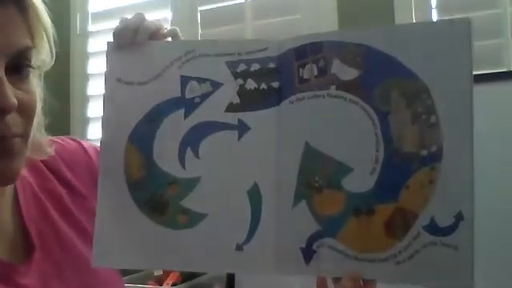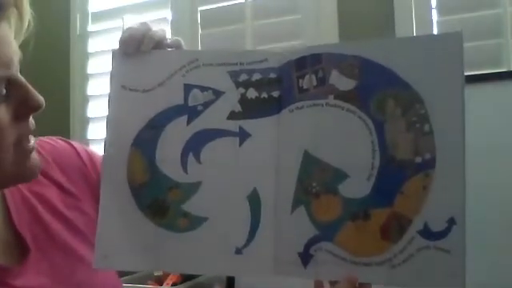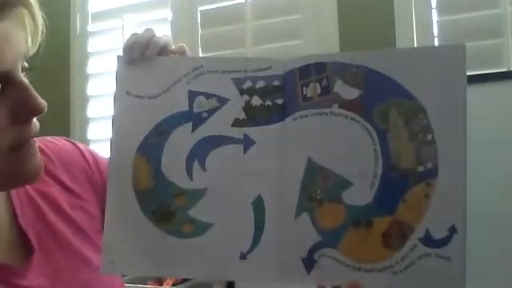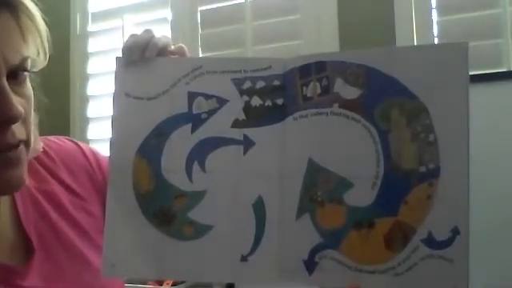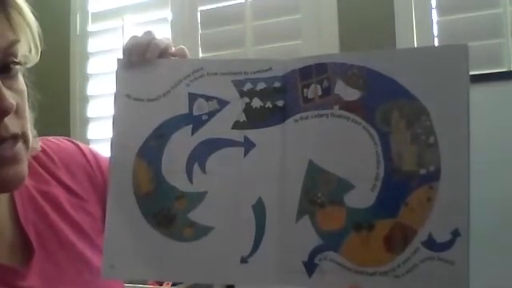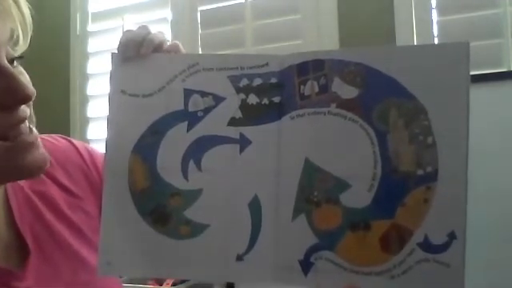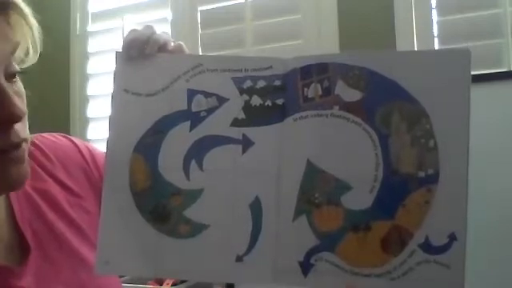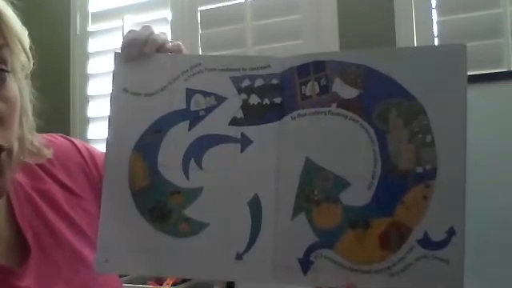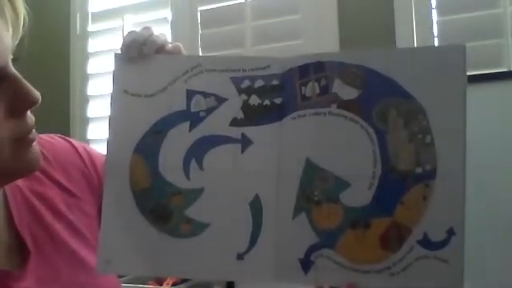All of these arrows are showing that the ocean is kind of alive. It's traveling all the time. Sometimes the ocean might be a frozen iceberg. Once it melts, it might end up at the beach, being the water that you put your toes into.